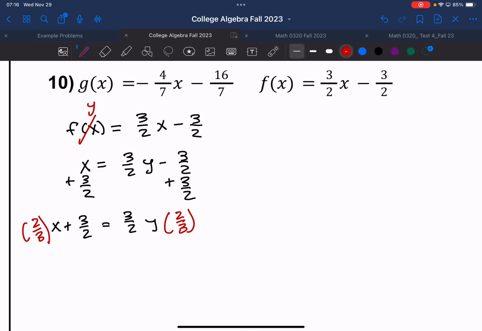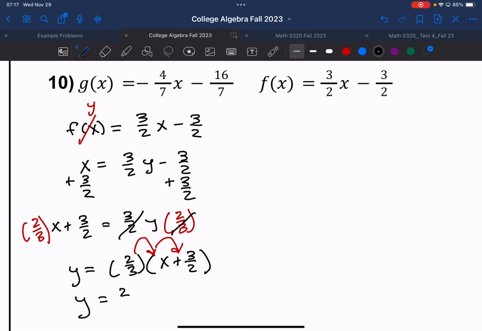Okay, so continuing, we know those canceled out. And again, I'm just putting my y on the left side. So y is equal to 2/3 times x plus 3 halves. What am I going to do with that 2/3 to simplify? Distribute. So I have y is equal to 2/3 x plus, what's 2/3 times 3 halves? 1, and that's that same concept up there where we canceled it from y, so 1.